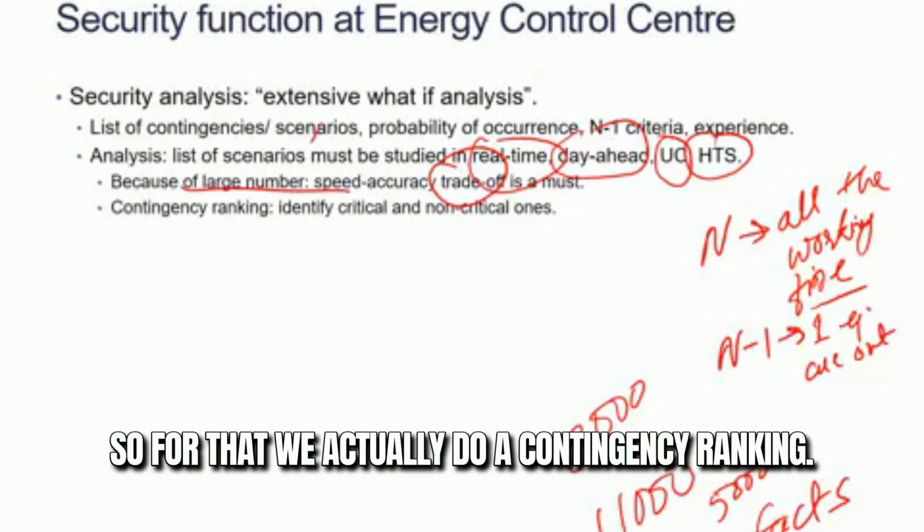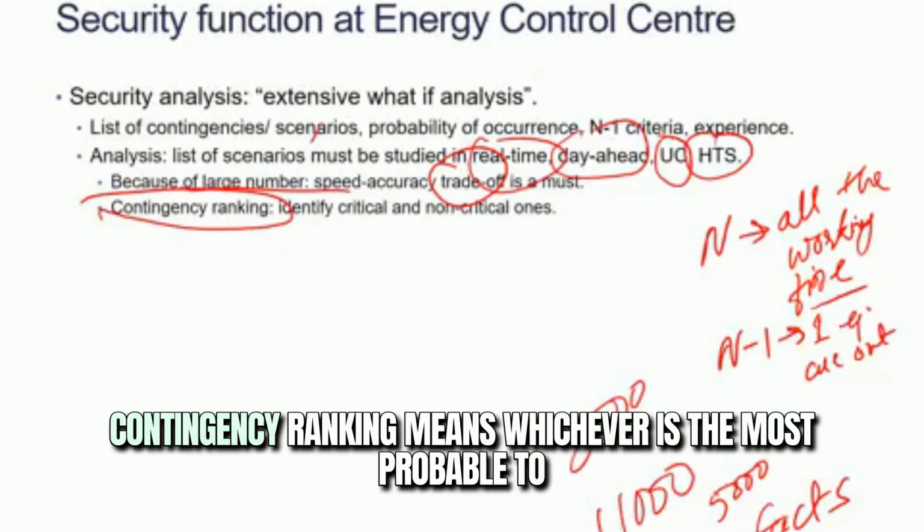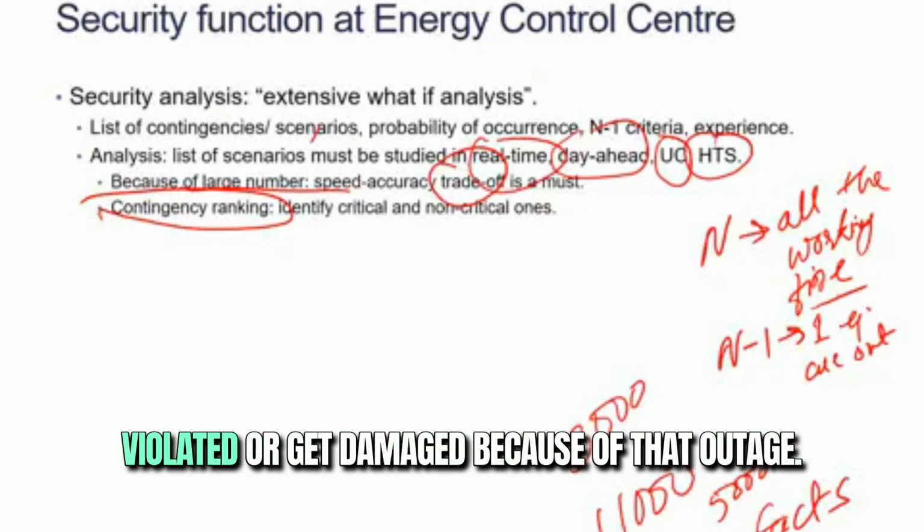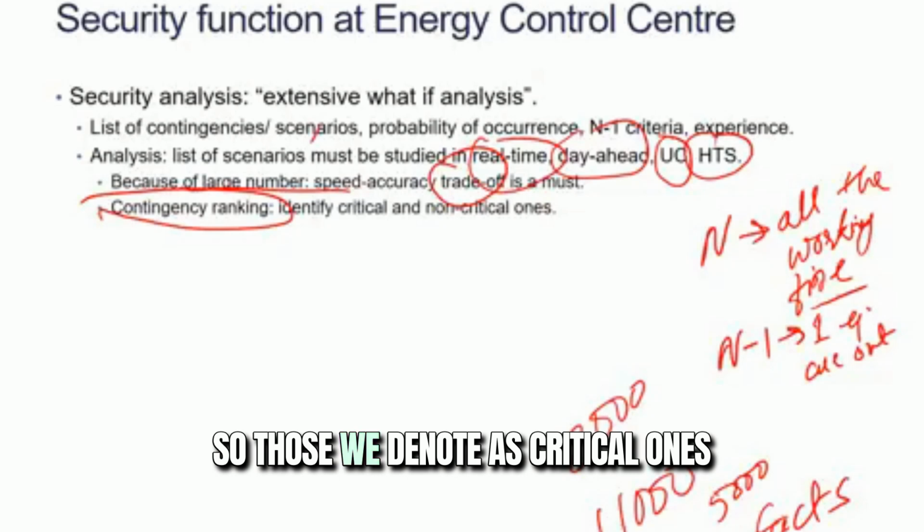So for that we actually do a contingency ranking. Contingency ranking means whichever is the most probable to get out, or most probable to get violated or get damaged because of that outage. So those we denote as critical ones.